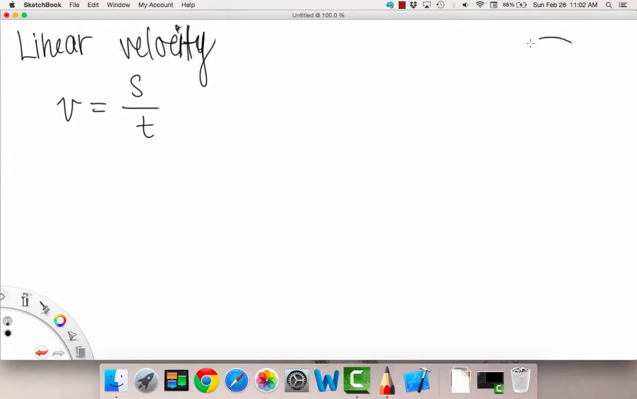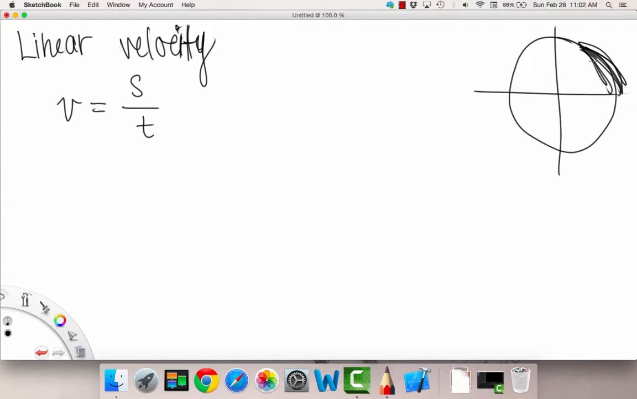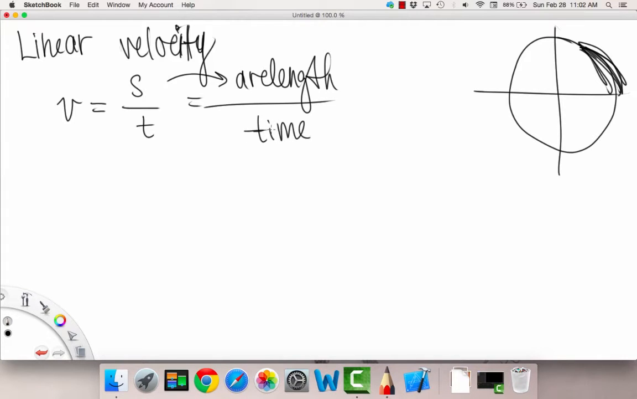In this case, because we're working with angles and circles, our s denotes our arc length. Arc length means the distance that you travel on a circle. So this is your arc length, or distance you travel on the arc, divided by time. That means if you were an ant running on this circle, that would tell you how fast you're running, because it's the distance you're traveling, your arc length, divided by time.